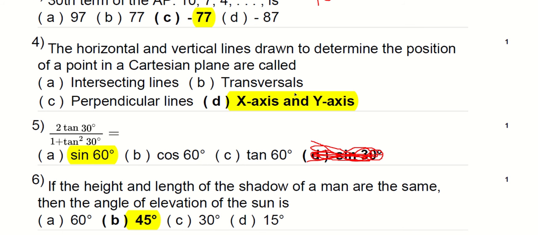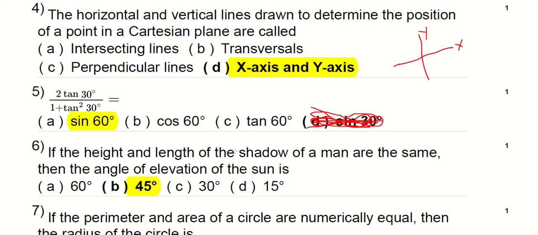Then, the horizontal and vertical lines that determine the position of the points on the Cartesian plane are called the x-axis and y-axis. Okay, this is the horizontal line, this is the vertical line. So we can say this is the x-axis, this is the y-axis. That is the general thing they are asking.